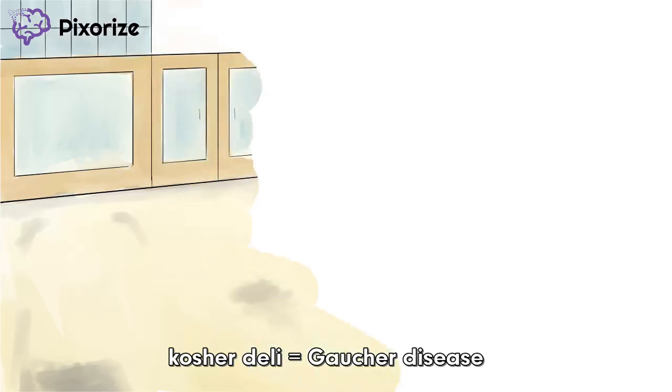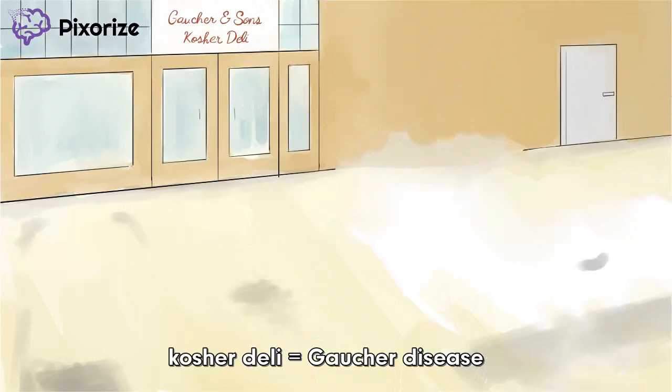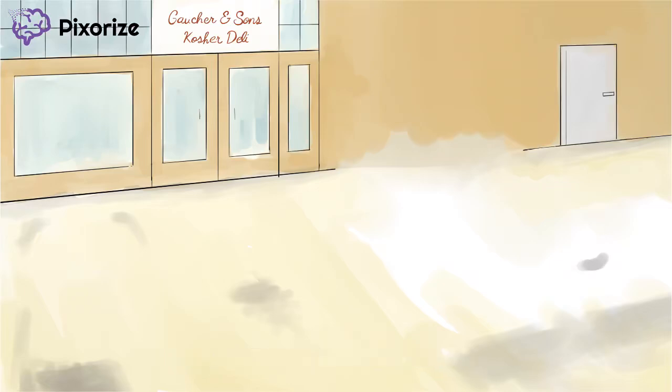Let's get started. This scene takes place in the Gaucher & Sons Kosher Deli. Just your friendly neighborhood deli, you know. The word kosher should help you remember the term Gaucher. Kosher delis are these really magical places where you can find anything, even candied brains. Let's take a look at what this shop has to offer.